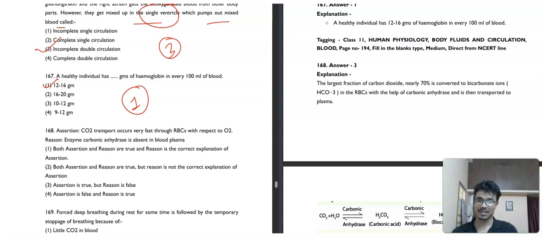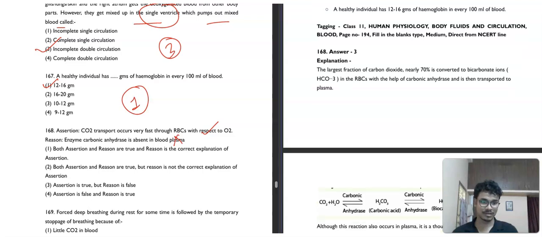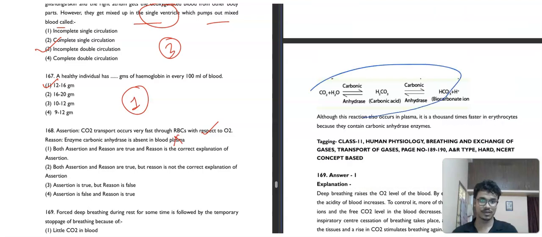It is saying that assertion: CO2 transport occurs very fast through RBC with respect to O2. Correct. The reason: the enzyme carbonic anhydrase is absent in blood plasma. No, carbonic anhydrase is present in blood plasma. That's why this activity occurs. You can see this reaction, bicarbonate to CO2. So assertion is true, but reason is false. Third option is our correct answer.